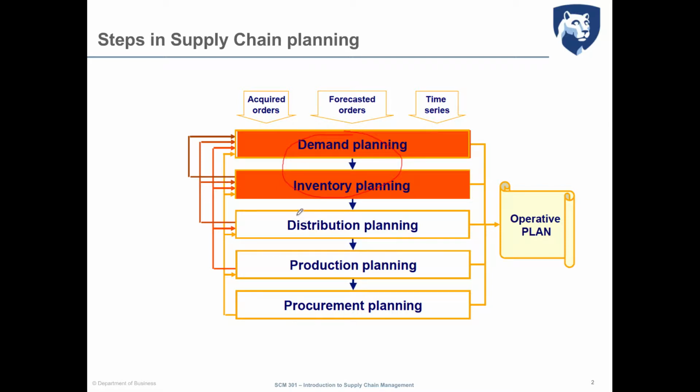While instead, we then have specific planning activities for each of the processes that characterize the supply chain. So distribution planning for delivery, production planning for make, and procurement planning for source. And in particular, until now, we have focused our attention on demand planning.